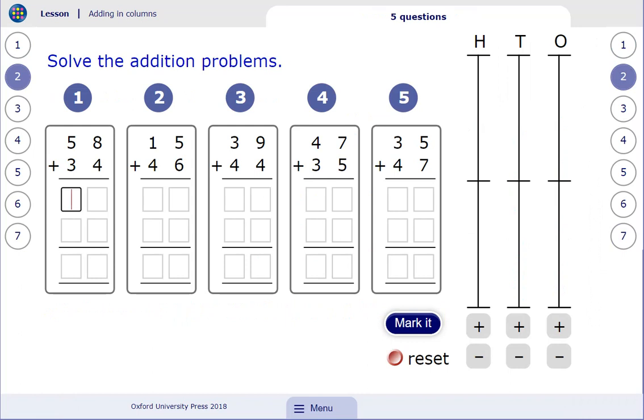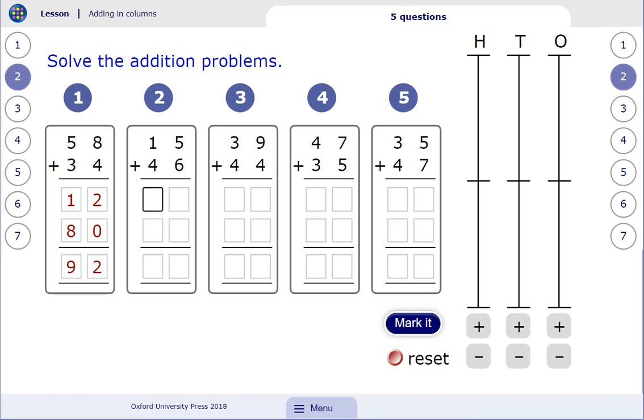Let's have a look at these ones. I'm going to do it in the expanded column method first of all. So first of all, I'm going to add the ones. 8 plus 4 is 12. Then I'm going to add the tens. 5 plus 3 is 8 tens and no ones. So then I've got 92.